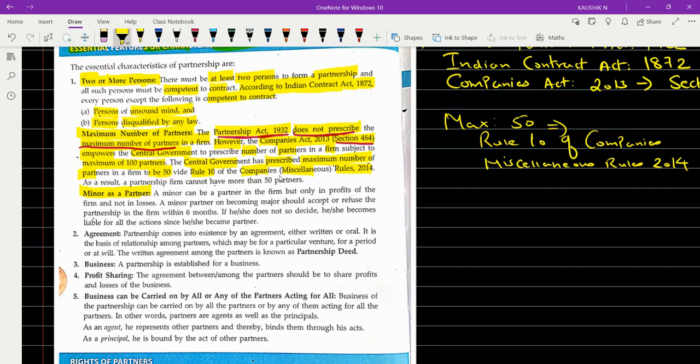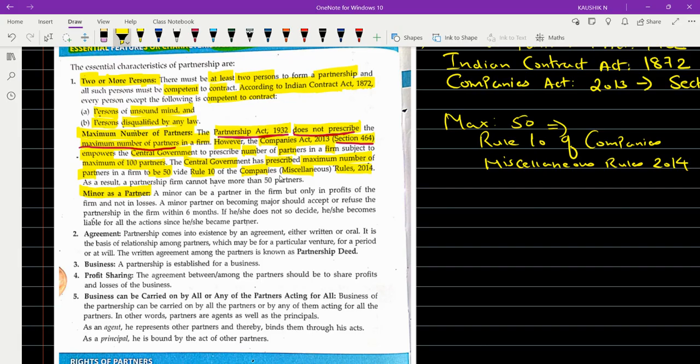So in a business, a minor can be admitted as a partner, but how long can it be allowed? Until that particular minor partner attains the position of a major. Until the minor becomes a major, it is permitted. Once he becomes a major, he has to give his consent. He has to give his interest whether he wants to continue in the business as a partner or he doesn't want to continue in the business as a partner.